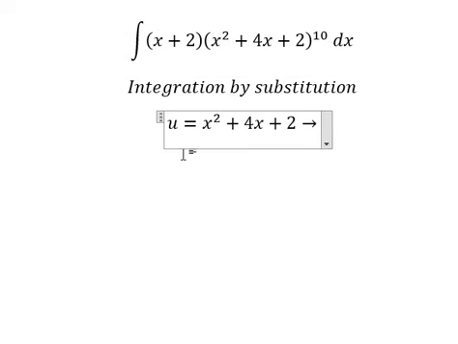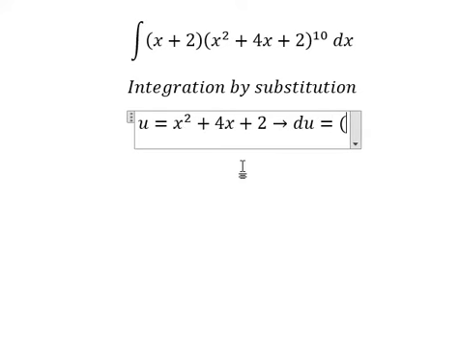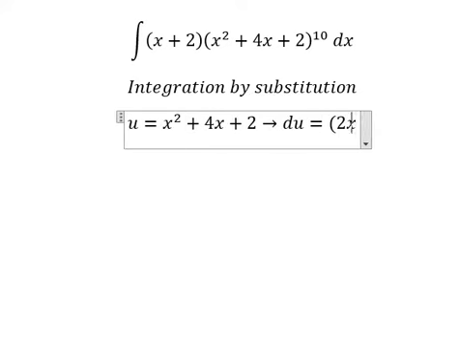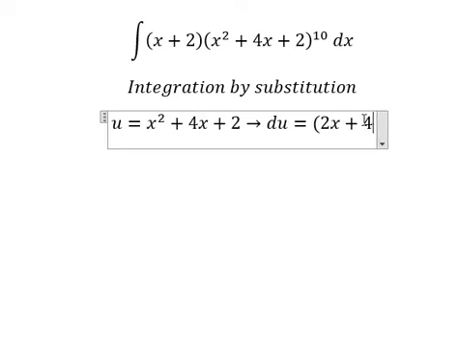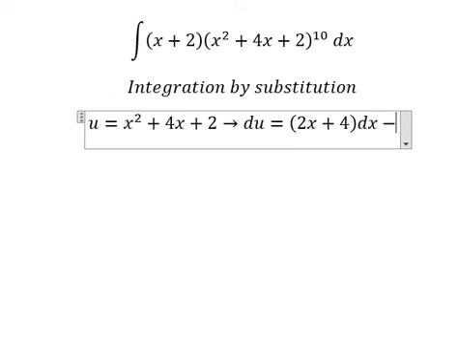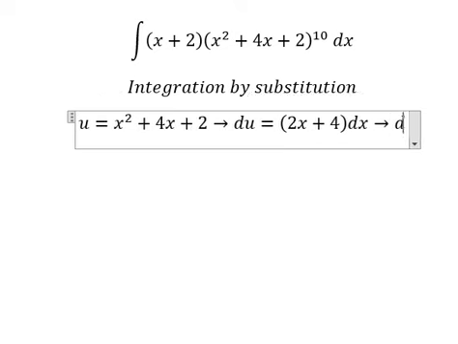Next, we need to do the first derivative for both sides. The first derivative of x squared, you get 2x. The first derivative of x, you get number 1. So we have number 4 in here. Later, we divide both sides by number 2.